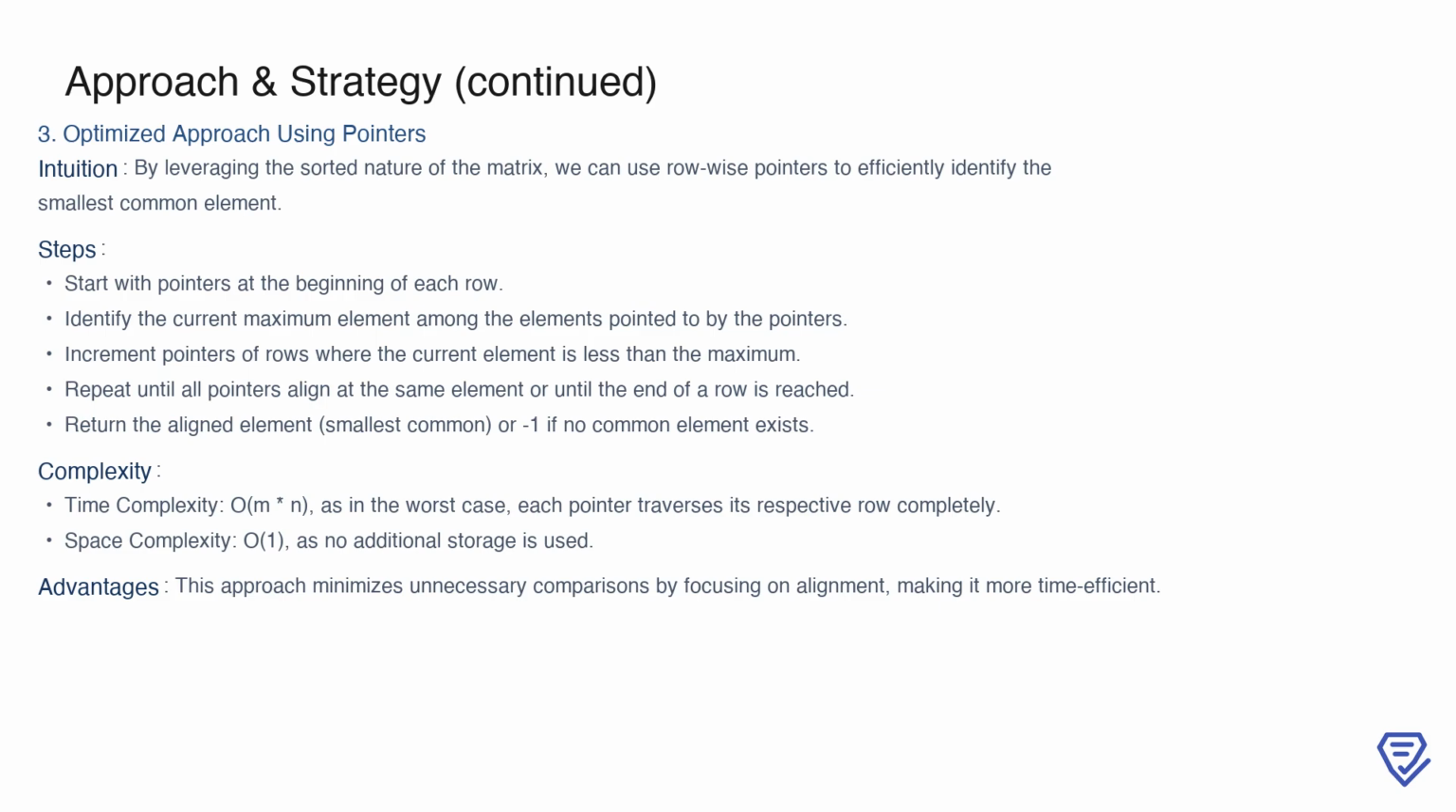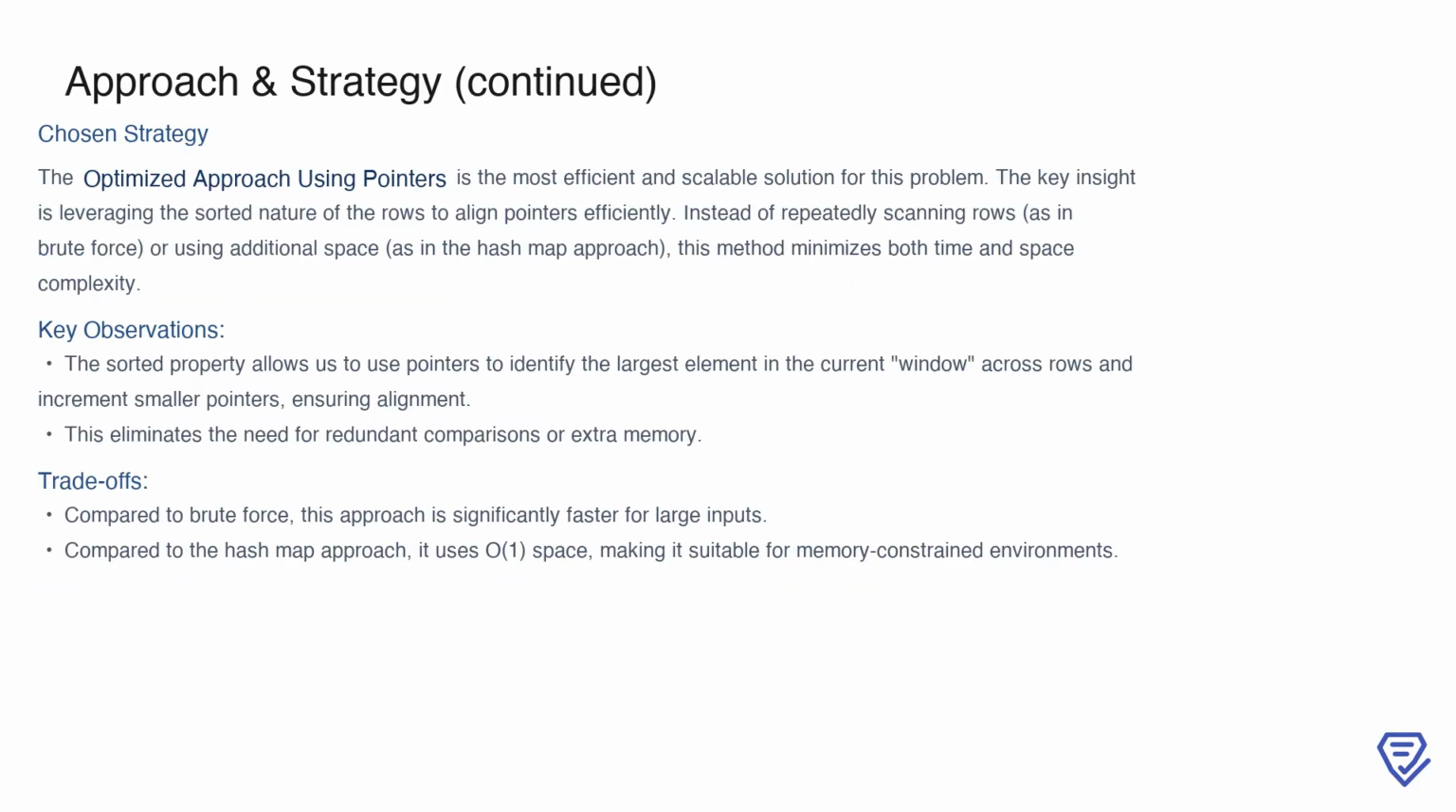The time complexity remains O(m*n), since pointers may traverse their respective rows completely, but the space complexity is reduced to O(1), as we don't use any additional data structures. This method is particularly advantageous because it minimizes unnecessary comparisons and focuses on alignment, making it a more efficient solution overall. Given the options, the optimized approach using pointers stands out as the most efficient and scalable strategy for this problem. The main insight here is maximizing the utility of the matrix's sorted nature.